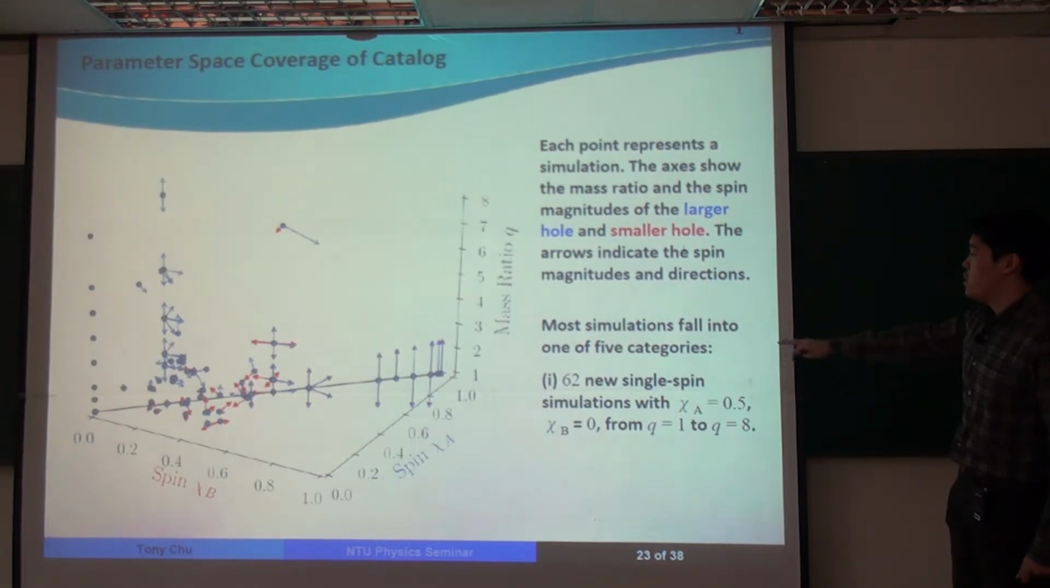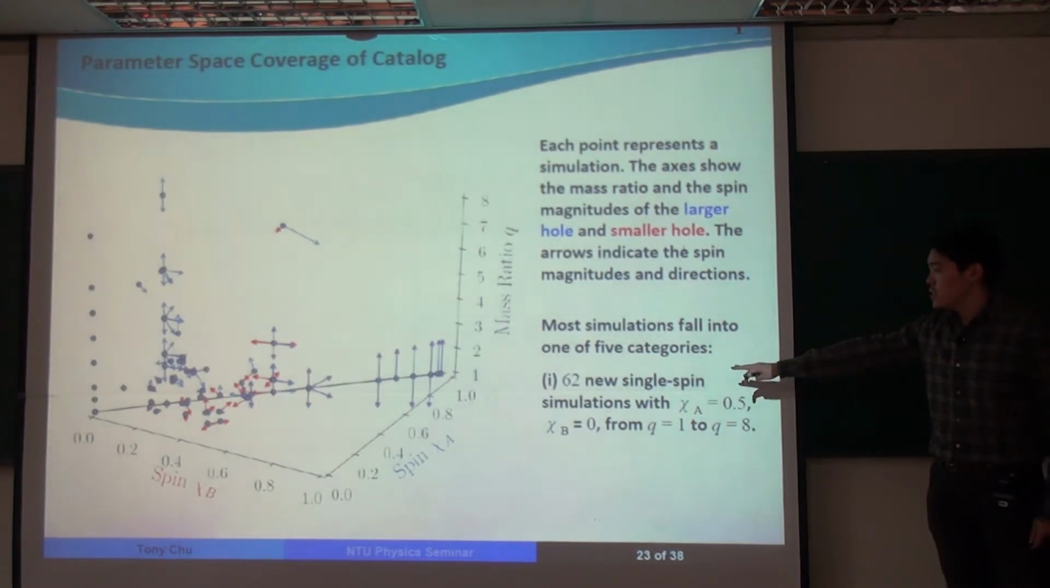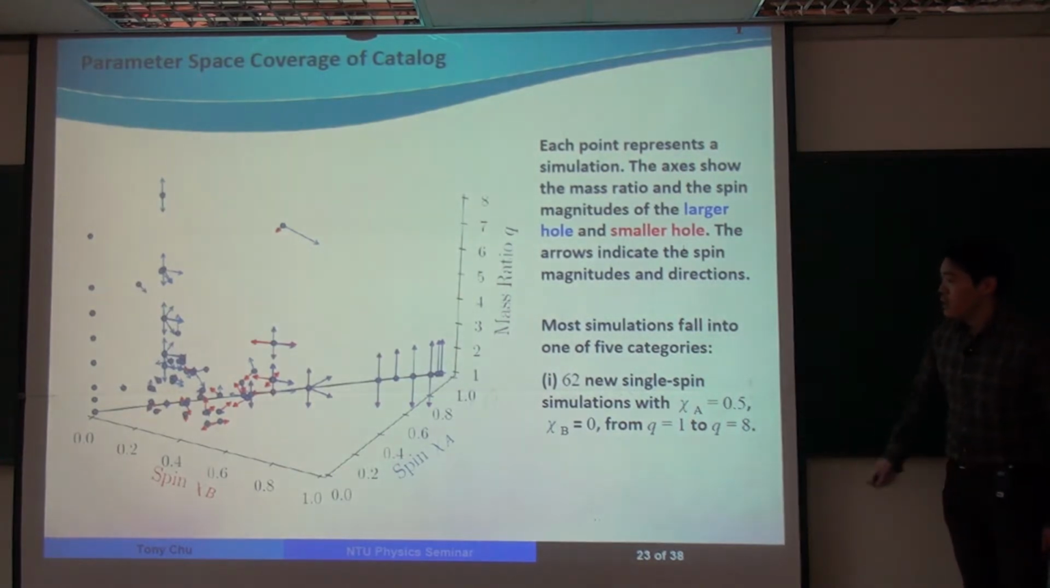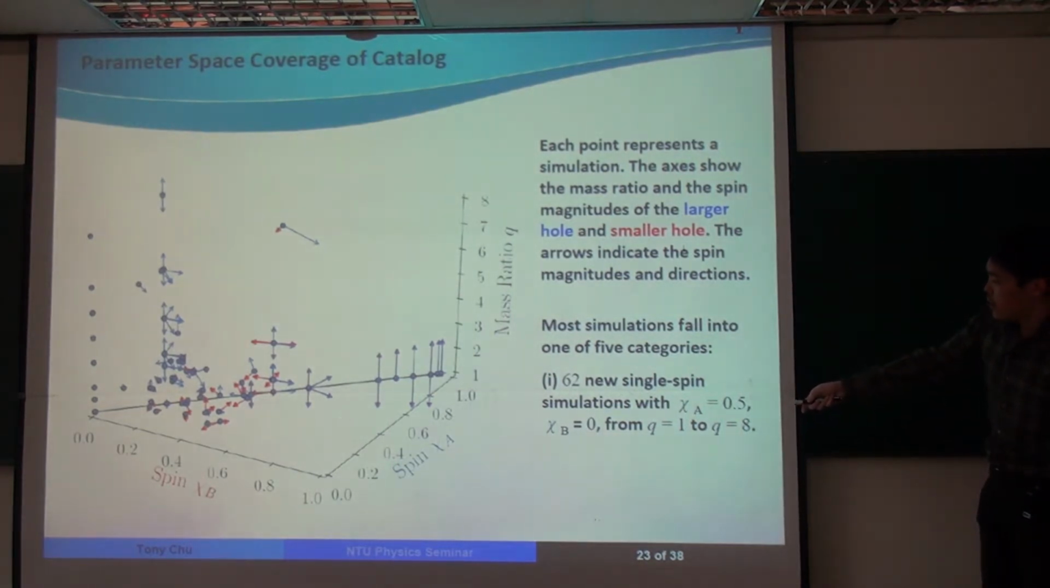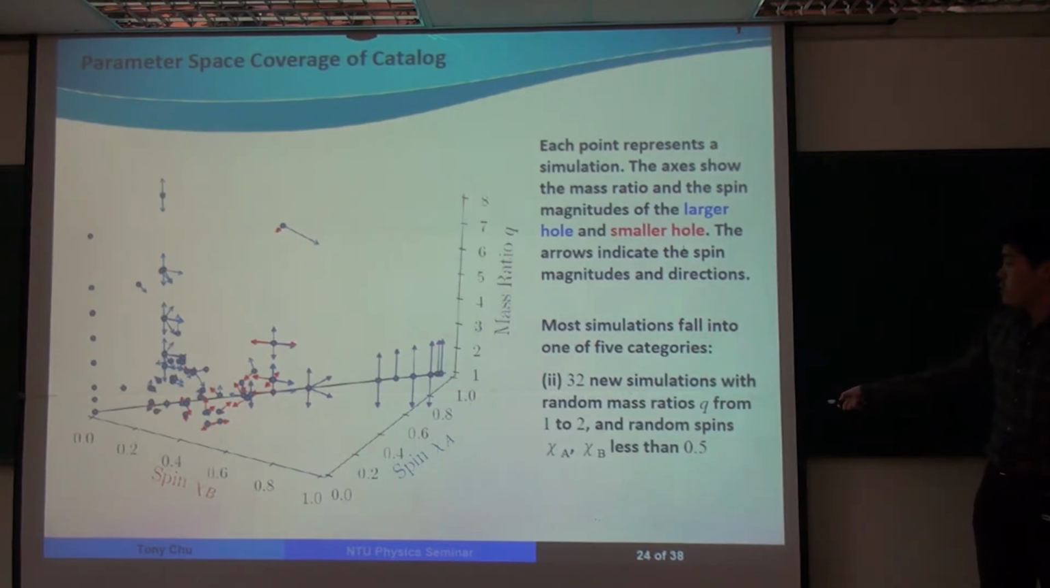Most of our simulations fall into 5 categories. In the first category, we have 62 simulations where only one black hole is spinning. Only the bigger black hole is spinning, with a spin of 0.5, and the smaller black hole is non-spinning. The mass ratio goes from 1 to 8, so that's along this line here. That's one category. We have 32 new simulations with random mass ratios from 1 to 2 and random spins with magnitudes less than 0.5, and that's this clutter of points here.